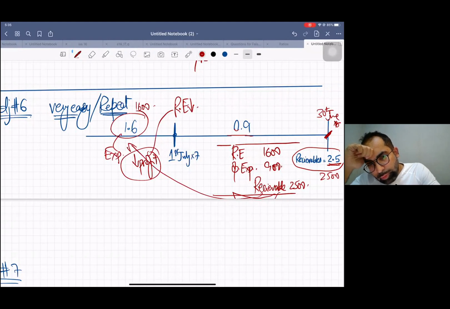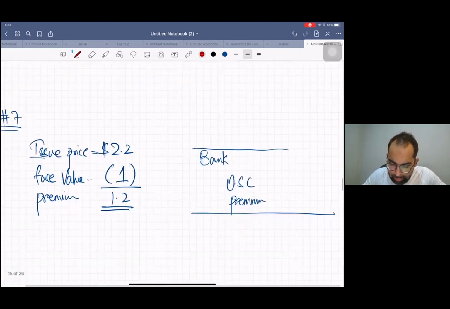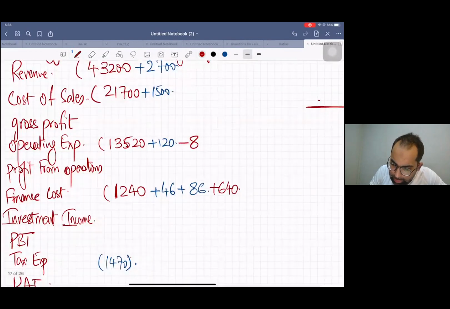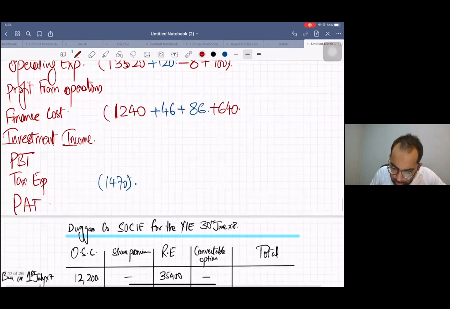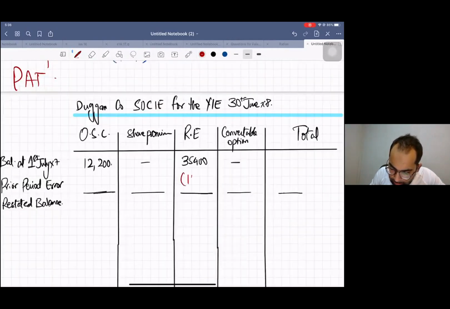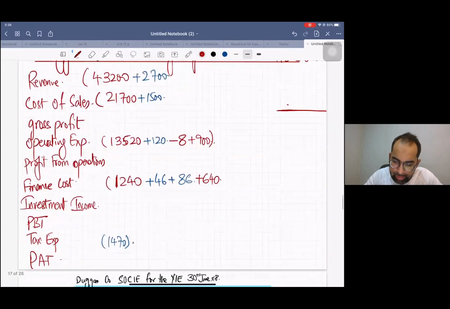If you want to do it without a double entry, opening retained earnings will be reduced by 1600 and operating expenses will be increased by 900 simply. No need to make an entry; the entry is not mandatory. So now let me post this in operating expenses. You need to increase the operating expenses by 900, and you need to reduce the opening retained earnings by 1600.